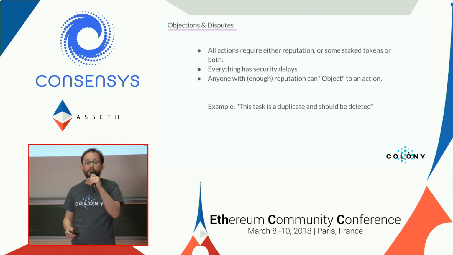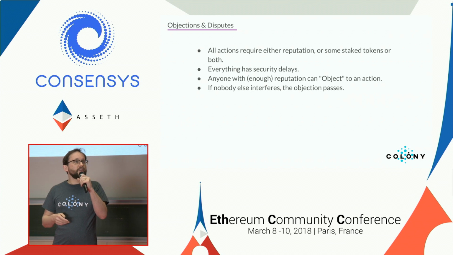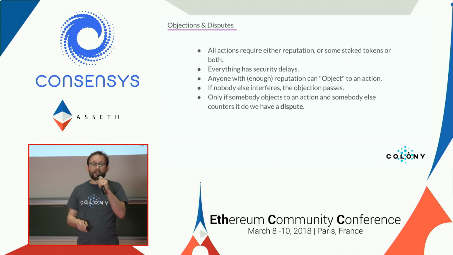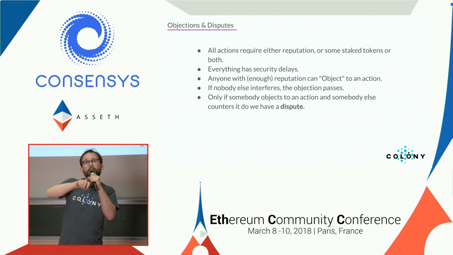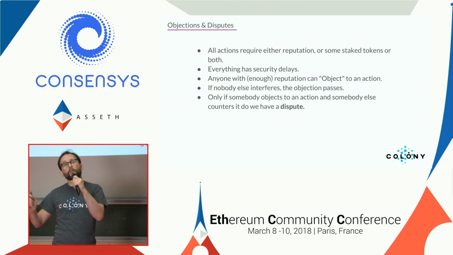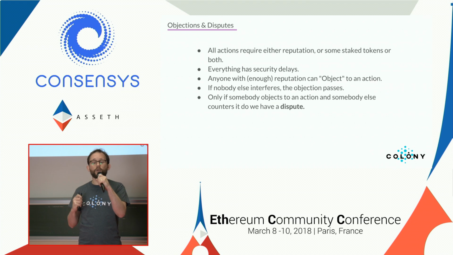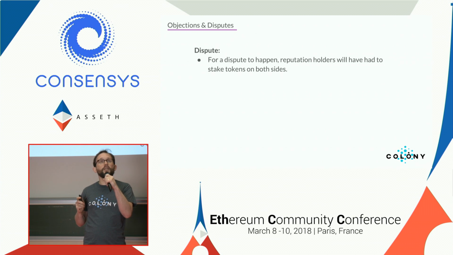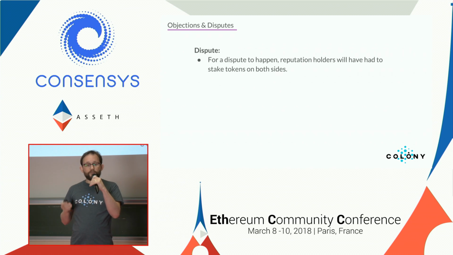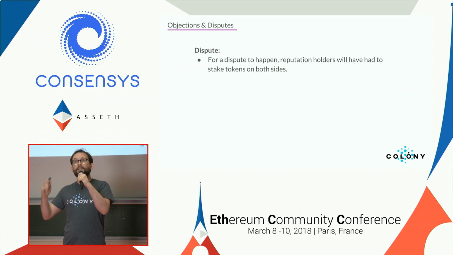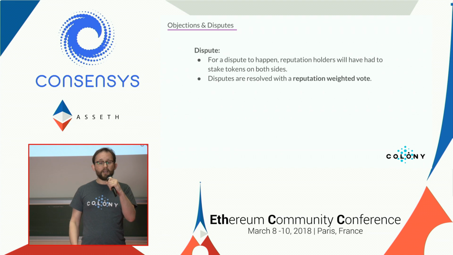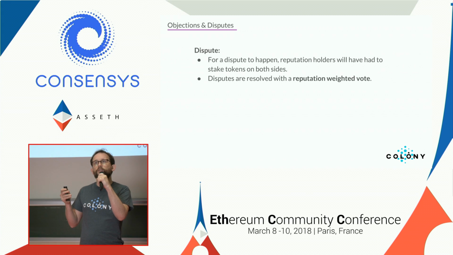So that's an objection. And once an objection is encountered, if nobody else does anything, fine, the objection holds, that task can be deleted. It is only when somebody else comes in and says, no, that objection is wrong, and I counter it, I insist we want to go the other way, it's at that point that there is a dispute, and it's at that point that we vote. So for a dispute to happen, you have to have people stake their reputation and tokens on both sides of a question, and then we have a reputation-weighted vote to resolve the dispute.